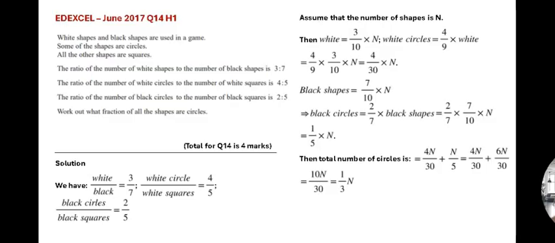The number of circles over the number of shapes is 1/3. So the fraction of circles out of all the shapes is 1/3. And that's all you have to do. That's it.